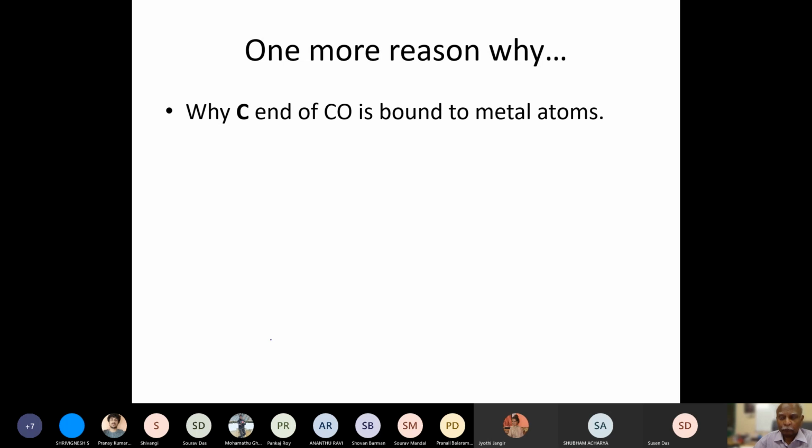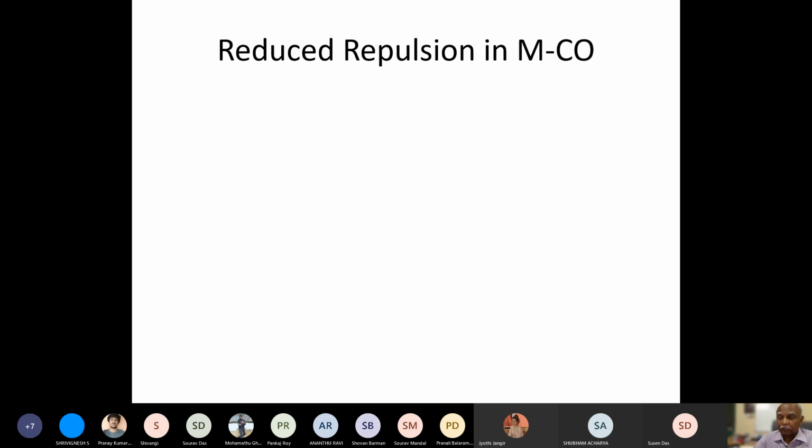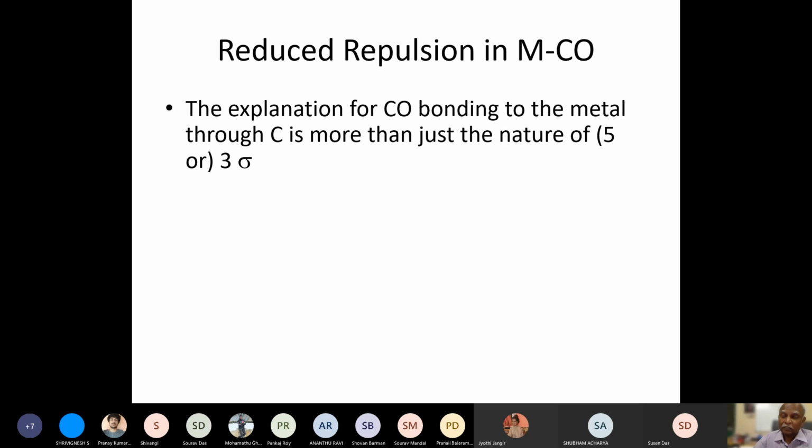Now, I already explained to you that the carbon end of the carbon monoxide is the one which has got the highest occupied molecular orbital. Now, there is one more reason why the carbon end is bound to the metal. So I have already given you two reasons. One is the HOMO overlap between the carbon monoxide and the metal is much better. The forward bonding, so-called forward bonding, ligand to metal, is better. Secondly, the acceptor interaction, the metal giving electron density into the pi star, is better, because the pi star has got more contribution from the carbon.